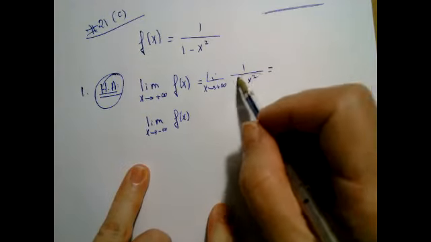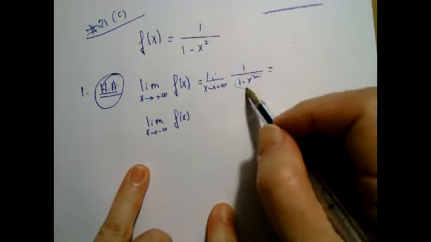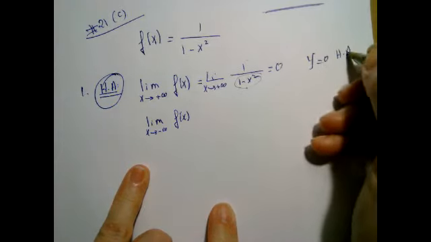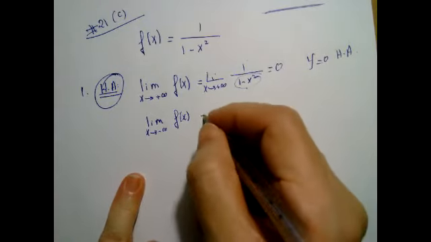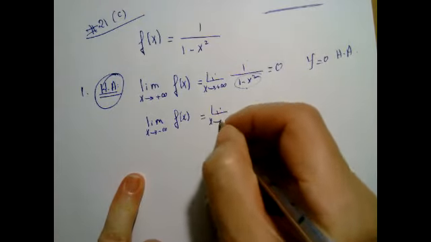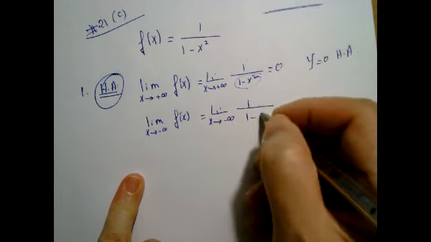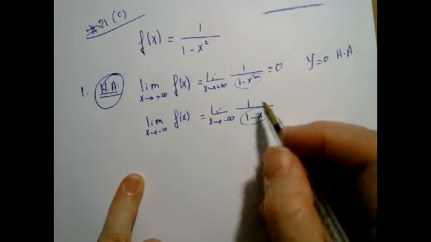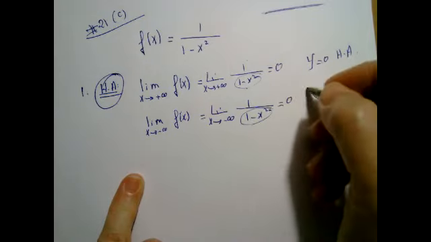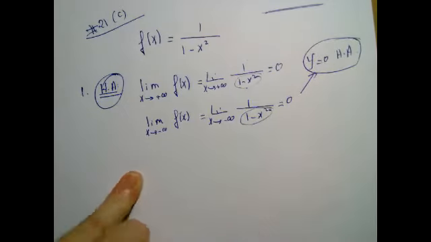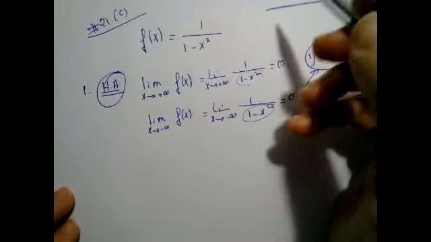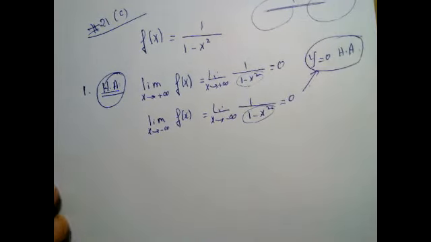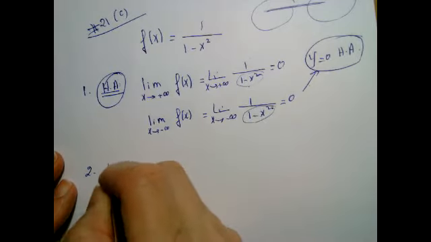When x goes to infinity, the denominator goes to infinity. 1 over something very large is 0. It means y equal to 0 is a horizontal asymptote. Now, when x goes to minus infinity, again, 1 minus x squared is very large in magnitude, and 1 over something very large is also 0. It means y equal to 0 is a horizontal asymptote. So the horizontal asymptote is the end behavior, the behavior of the function when x becomes very large. Two, vertical asymptote.